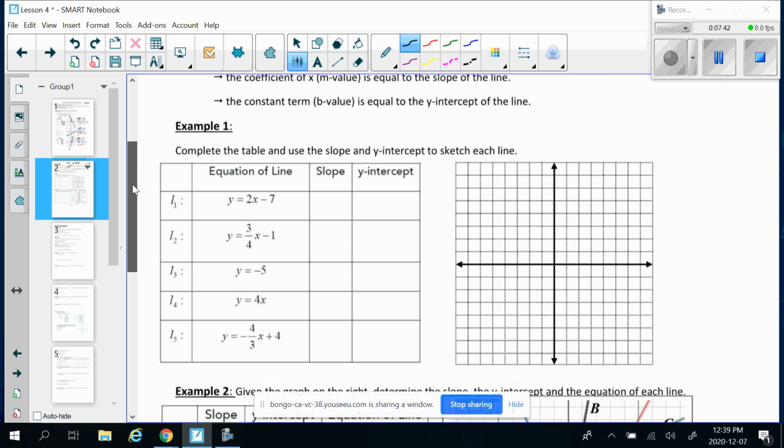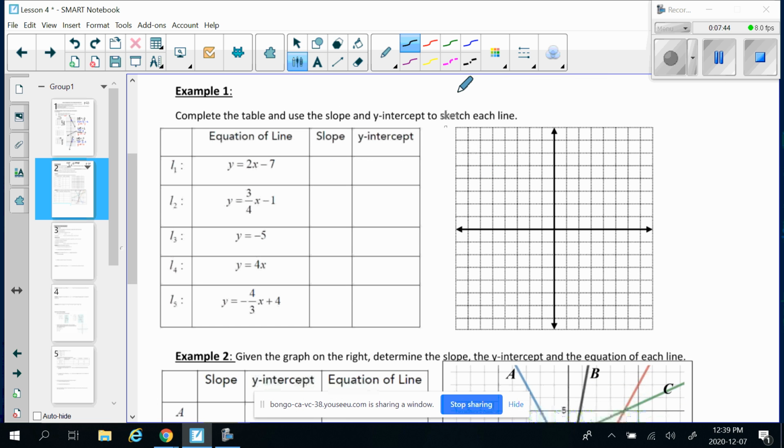So if I look at something like this, example number 1, very quickly I can tell that the slope is going to be 2 and the y-intercept is -7. Over here, I can quickly tell that the slope is 3/4, 3 over 4, and the y-intercept is -1.